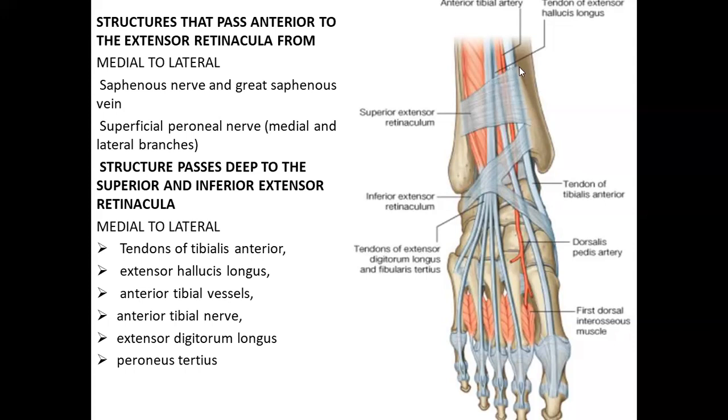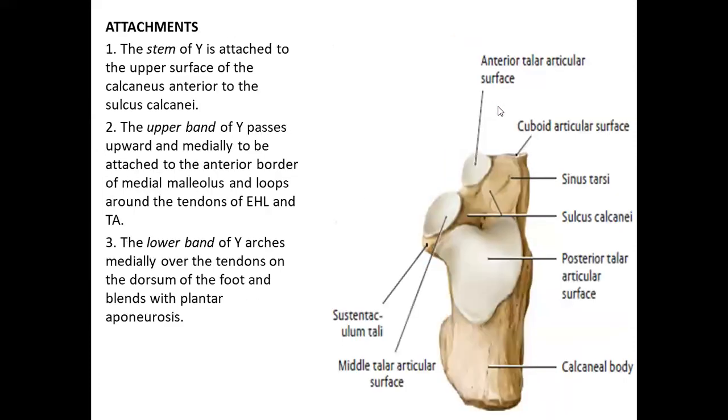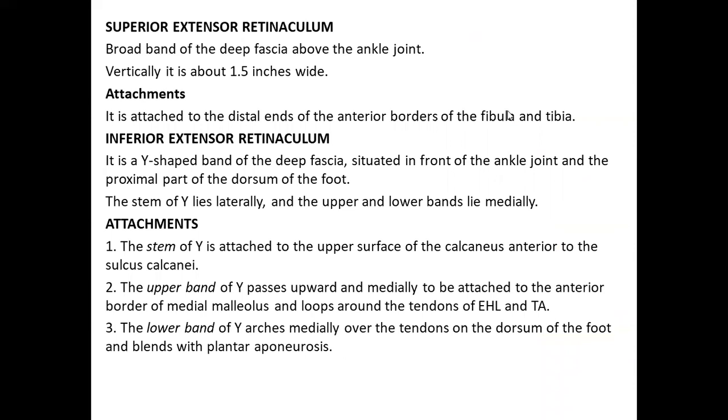So basically, what you have to remember here is that just above the ankle joint you have a thickening of the deep fascia that is about 1.5 inches wide. It is attached medially to the anterior border of the tibia, and laterally to the anterior border of the fibula. Then medially it splits and encloses the tendon of the tibialis anterior muscle, whereas the other components present in the anterior compartment lie posterior to it. Then we have the inferior extensor retinaculum.